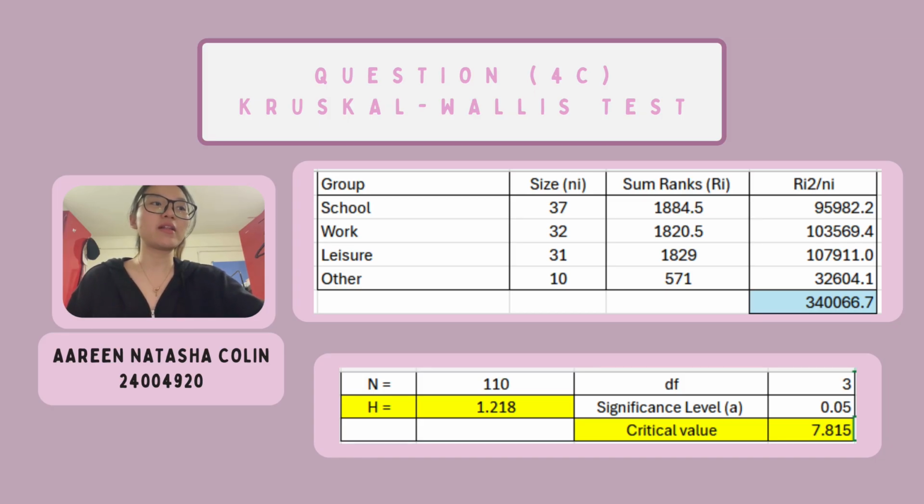After ranking and analyzing the data, we obtained a Kruskal-Wallis H statistic of 1.217. For four groups, our degrees of freedom is 3, and the critical value at the 5% significance level is 7.815. Since our calculated H value of 1.217 is less than 7.815, we fail to reject the null hypothesis.